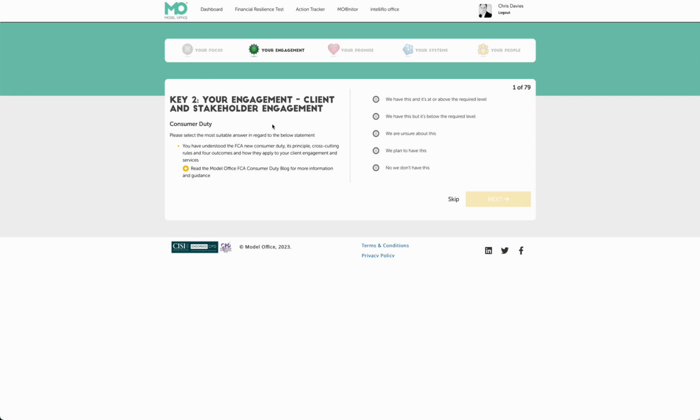This is where you're diagnostically assessing where you believe you are against the key rules and regulations, in this case against the consumer duty. You'll have answer options like so, a Likert scale of: we have this as above the required level, below the required level, unsure, plan to have it, don't have it. You'll also have yes, no's and N/A's depending on what you're being asked as you run through it. So as you run through, you're answering the key questions across key topics that the FCA will want you to ensure that you've addressed within the consumer duty.